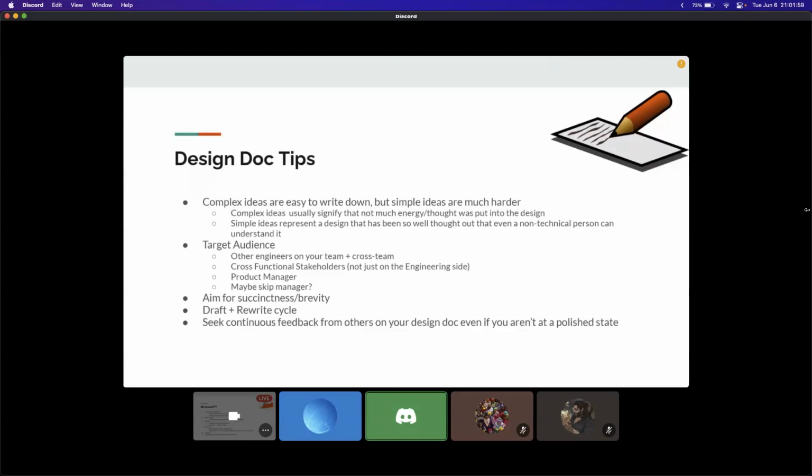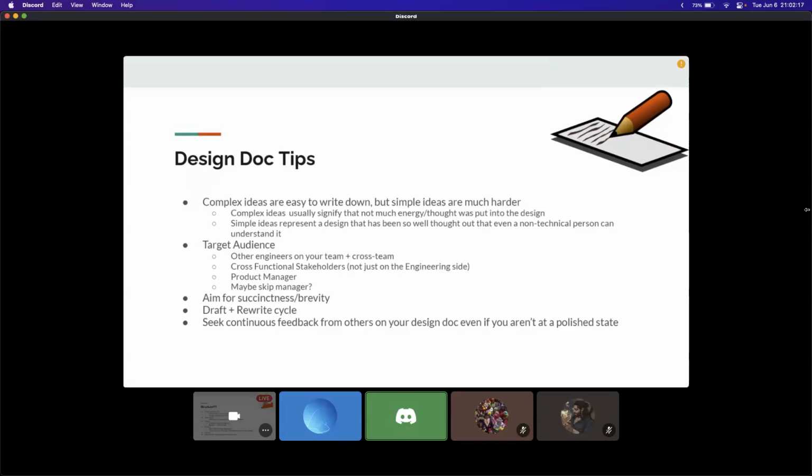And I think to get good at succinctness and brevity, you want to get feedback as fast as you can when you're writing a design doc, because you might get other eyeballs and other perspectives on your writing, and that will help you improve on your succinctness.